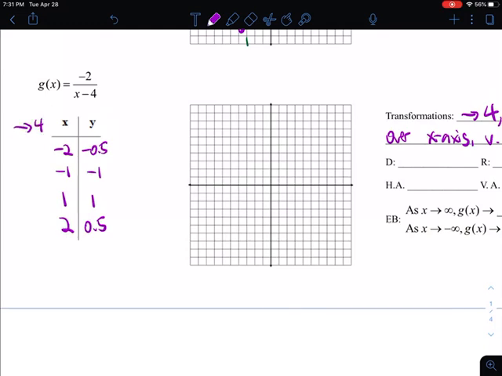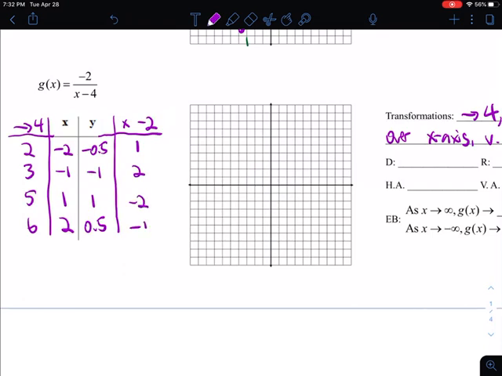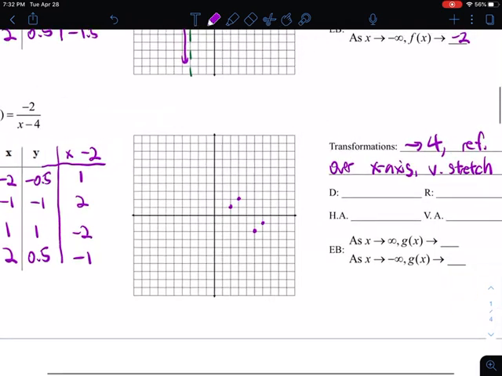Okay, 4 to the right, that's going to be with the x, 4 to the right. And then it will be 2, 3, 5, 6. And then the -2, the vertical stretch, will be with the y's, as is the case with all the other functions we've done. So that's going to be 1, that's 2, that's -2, that's -1. And then let's graph the outside values. So 2, 1, 3, 2 is there, and 5, -2, 1, 2, 3, 4, 5, -2, 6, -1 is there.